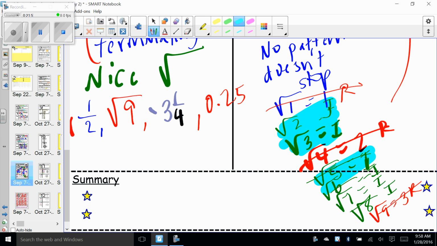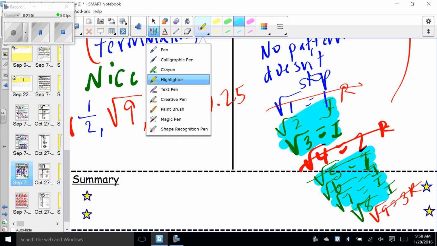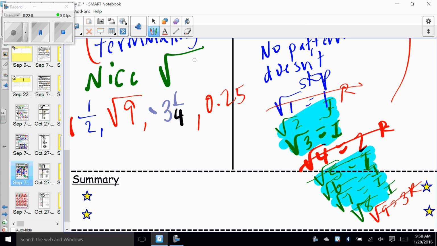Put them in your calculator, get this nasty decimal. The reason why is that when you take a square root, we're really asking, is there a square that has that area? Is there a square that has an area of 3? No, there's a rectangle, but not a square.